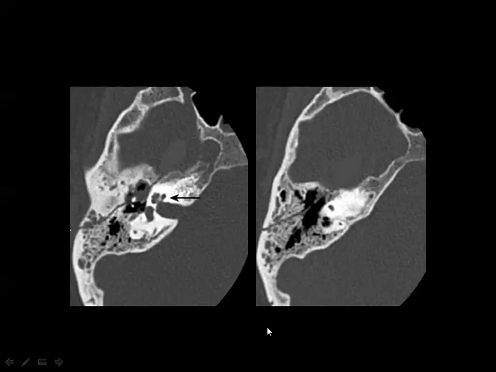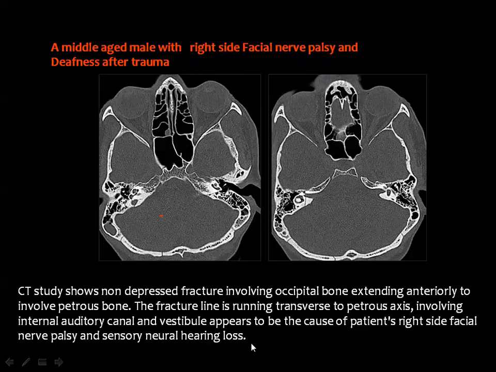And here you can see a longitudinal fracture of the temporal bone and some blood in the middle ear cavity. And also you can see this is the internal auditory canal, and this is the cochlea, as you remember from the anatomy. In this patient, you can see a fracture in the occipital bone, and you see also another fracture.